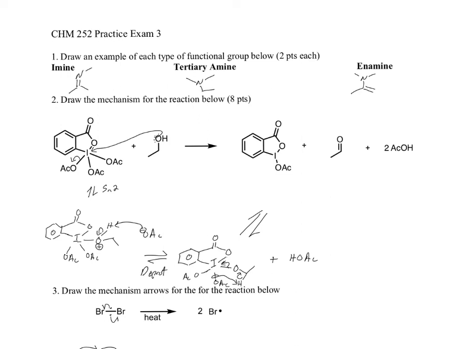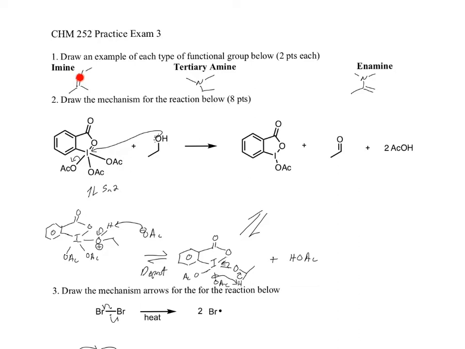Test. All right. Practice exam 3. So the first one is just draw an example of each type of functional group. There are functional groups I want everybody to know: imine, iminium, enamine, primary, secondary, tertiary amines. Just some new functional groups to know: esters, aldehydes, all that kind of stuff.